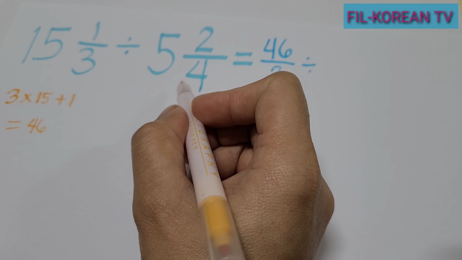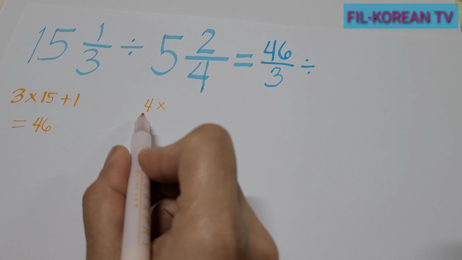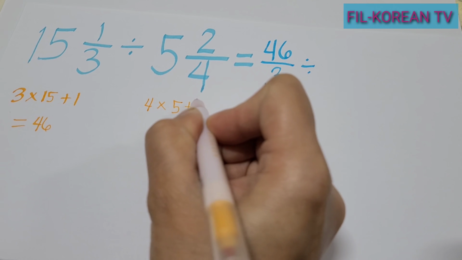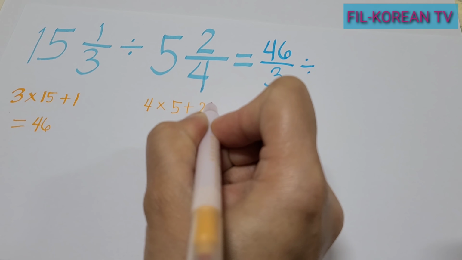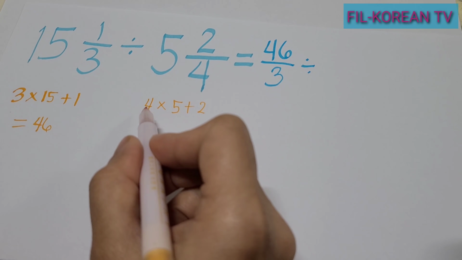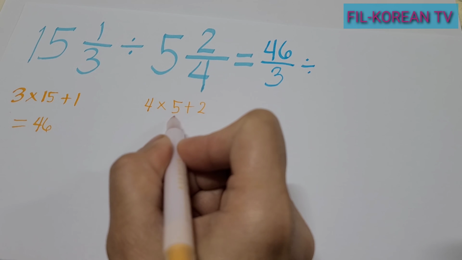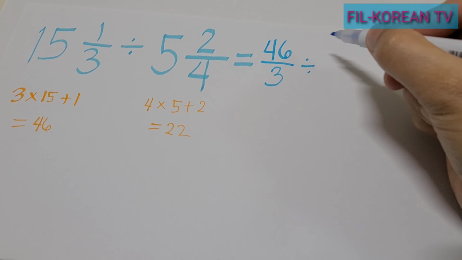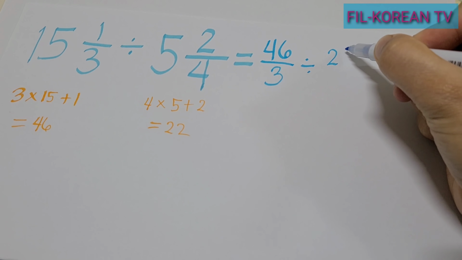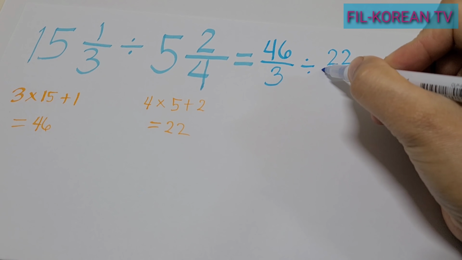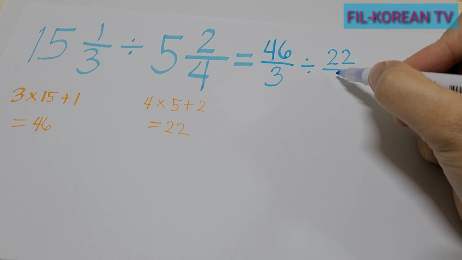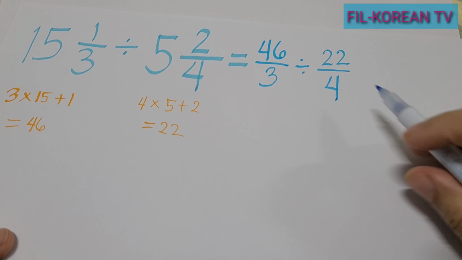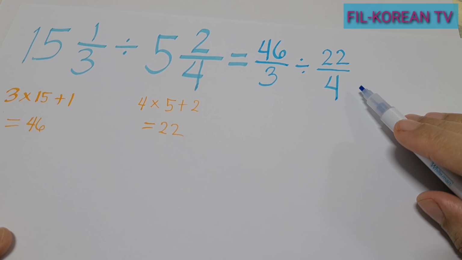I-change din natin itong divisor sa improper fraction. So, ang denominator na 4 ay i-multiply natin sa whole number na 5 at i-add natin yung numerator para makuha natin yung bagong numerator. 4 times 5 equals 20 plus 2 equals 22. Kaya ang answer ay 22 yung numerator at kukopyahin natin yung denominator na 4. Okay. Pareho na silang improper fraction.